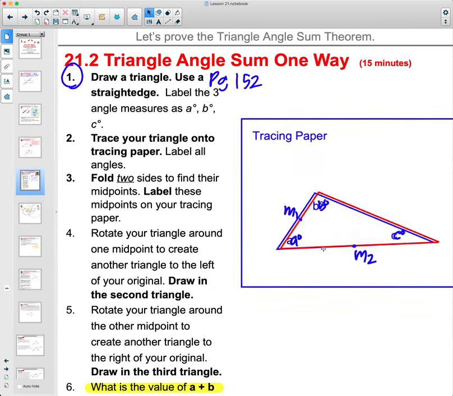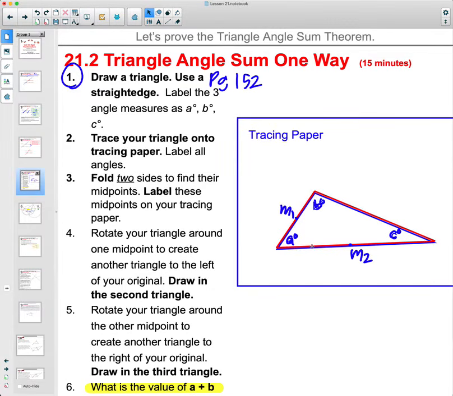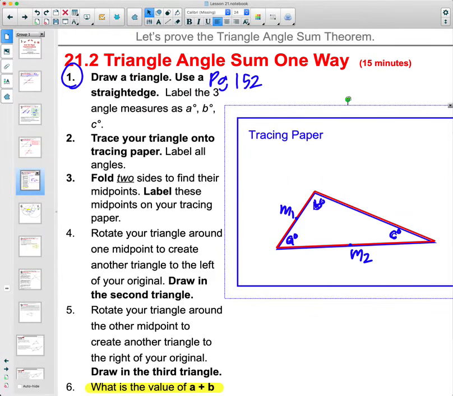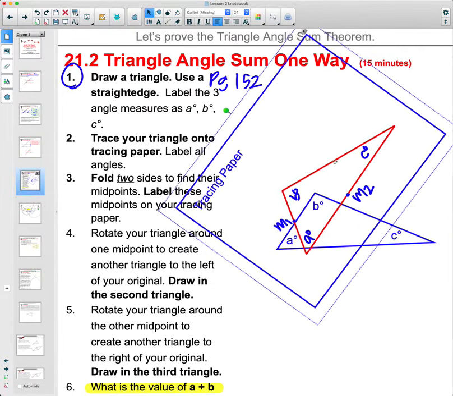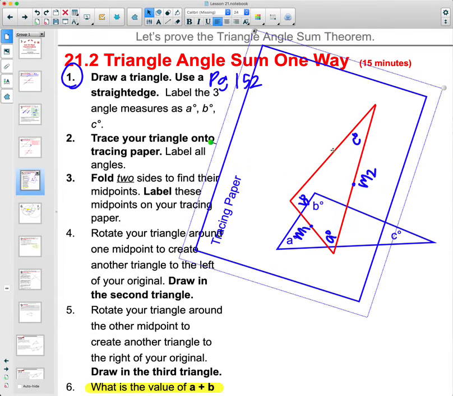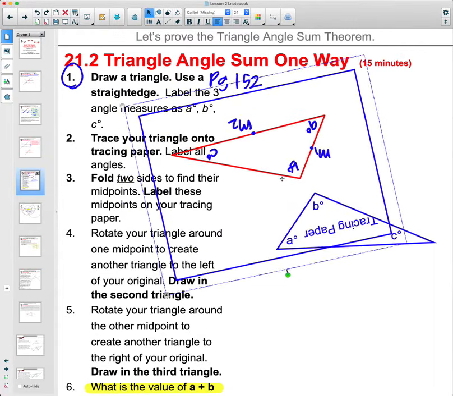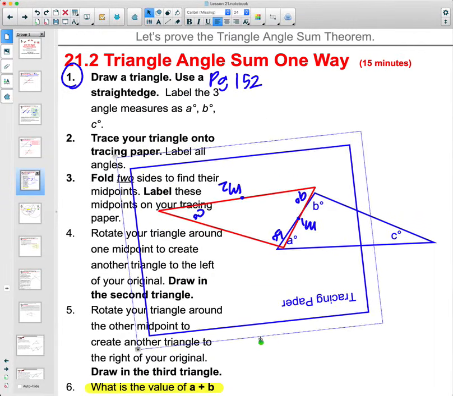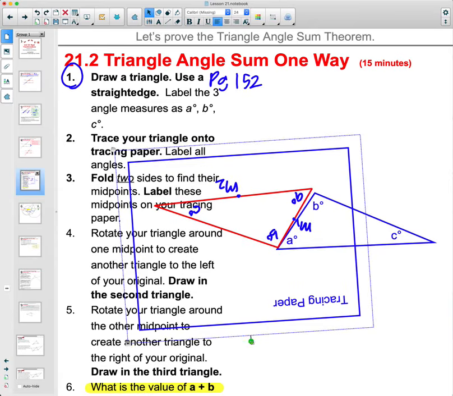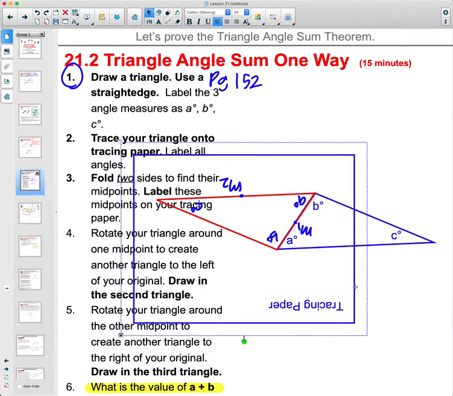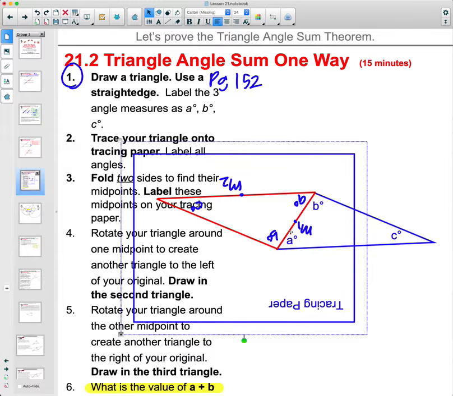So now what you're going to want to do is rotate your triangle around one of the midpoints. Pick a midpoint, stick your pencil in it, and rotate the paper until it makes a new triangle next to it. Remember, I can't move my midpoint when I'm rotating. You'll keep rotating it until it lines up with that midpoint side, making a new triangle.